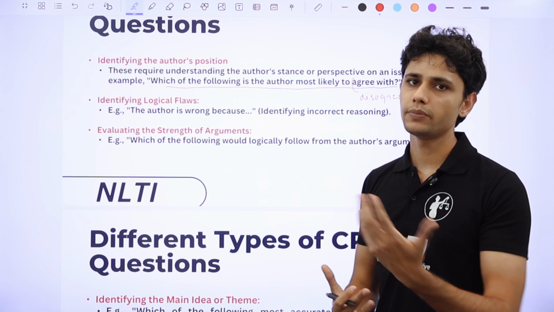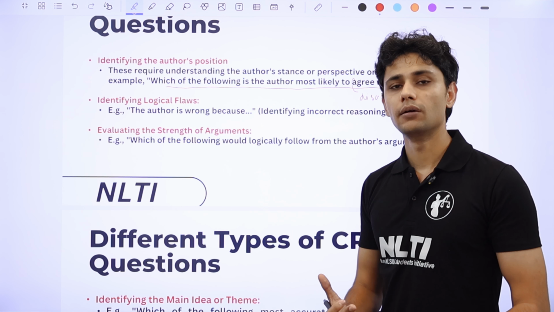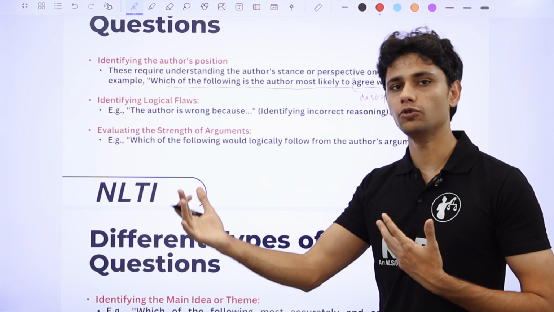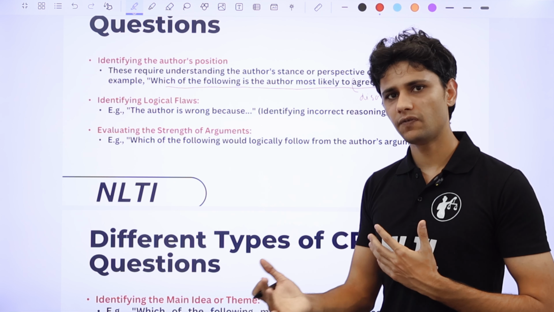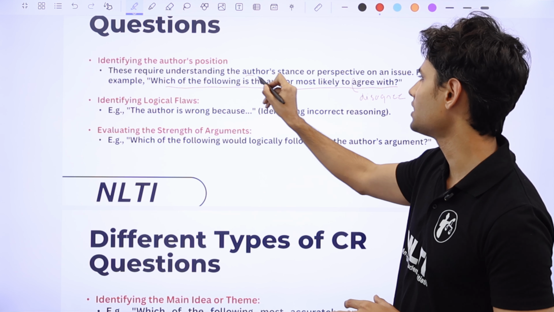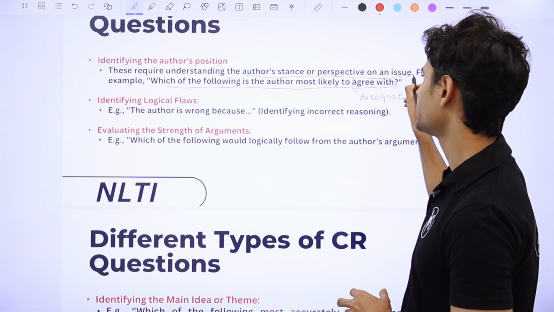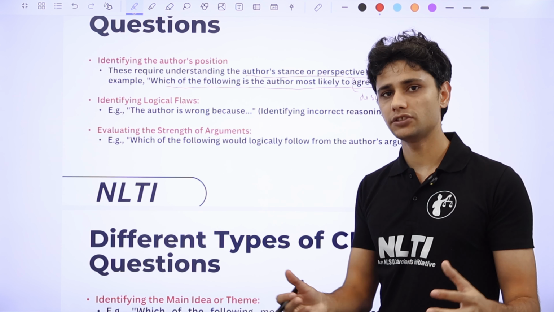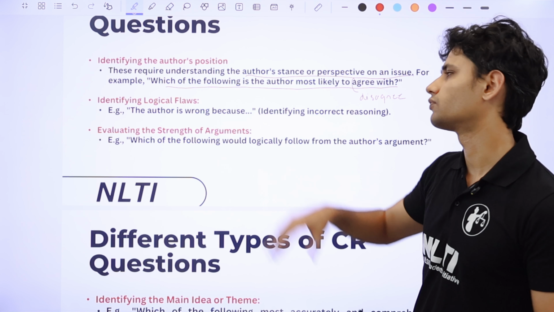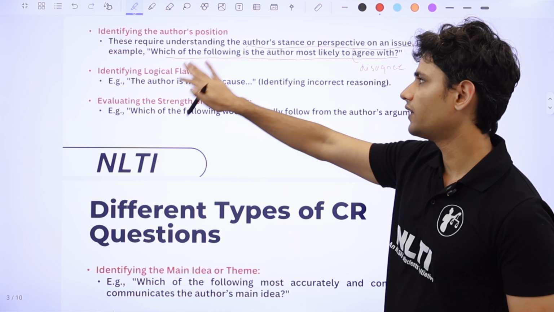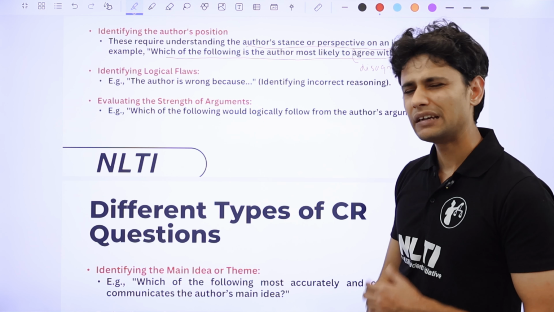Or the question can also be reframed as which of the following flows from the author's viewpoint. So it may be worded differently, but basically these are the questions which will test you on the author's stance or perspective on a certain issue. So if you have understood what the author's main argument in a passage is, you will be able to attempt these kind of questions. The second one is identifying the logical flaws.